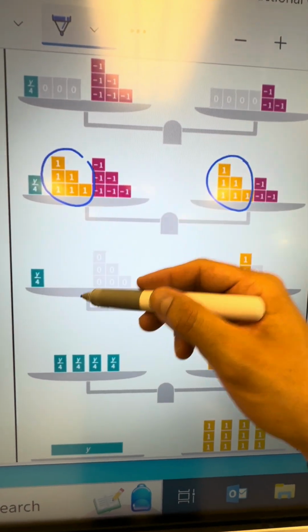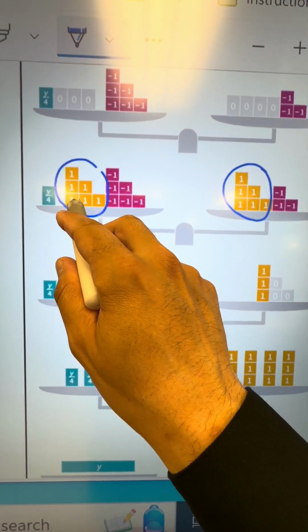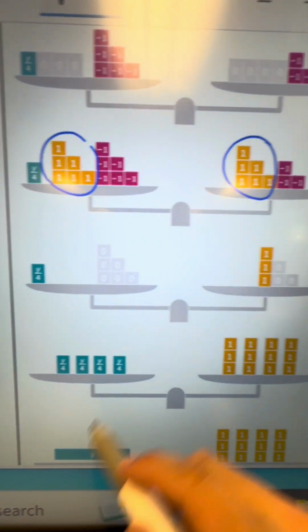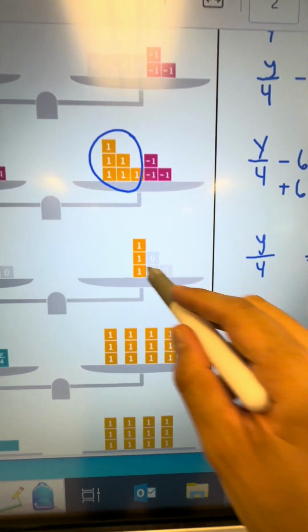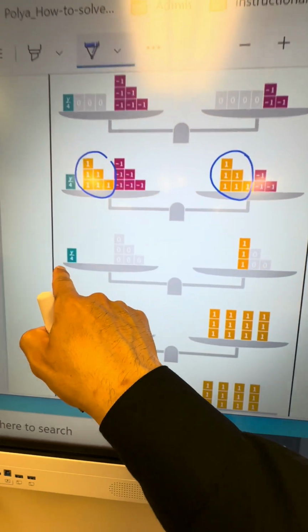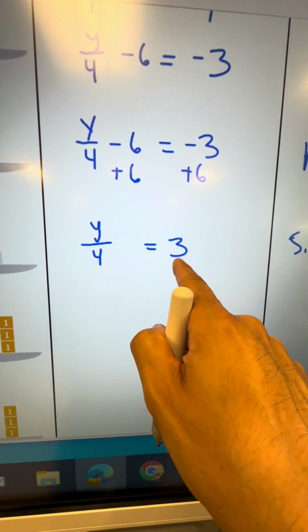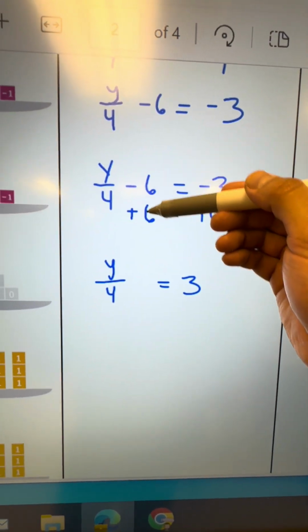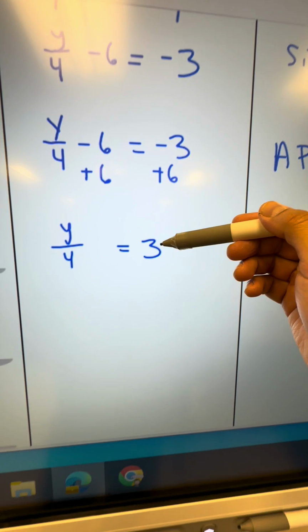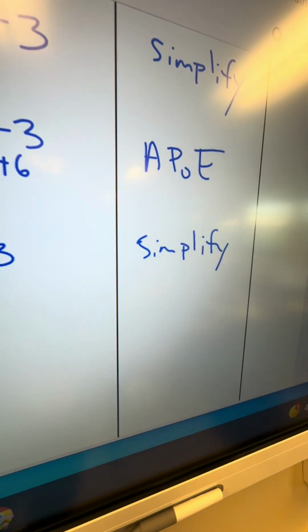And now in the next step, we're just going to simplify. So these 6 positives combined with 6 negatives are all canceled out. 6 positives combined with 3 negatives, we're going to be left over with 3 positives. So we're left with just y over 4 equals 3. And again, you can see here algebraically, this is what I have in the next step. Because when these cancel each other out and you combine this, you're just going to get positive 3. And again, this is called simplifying.